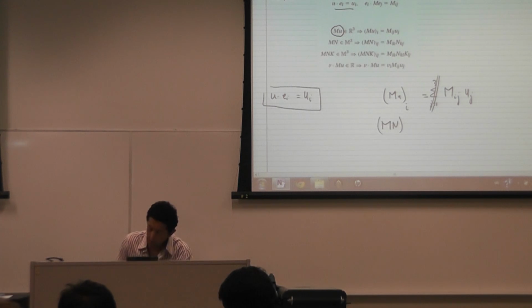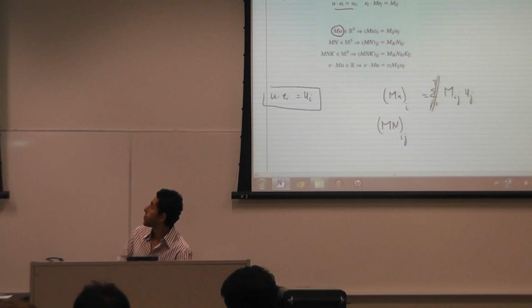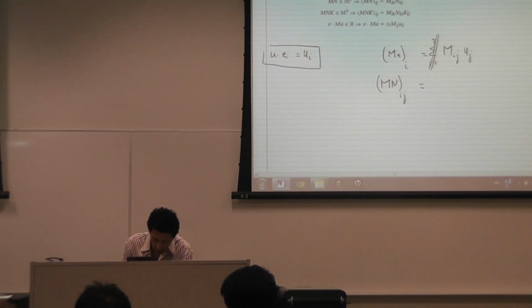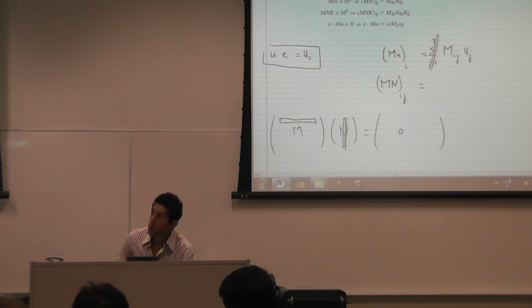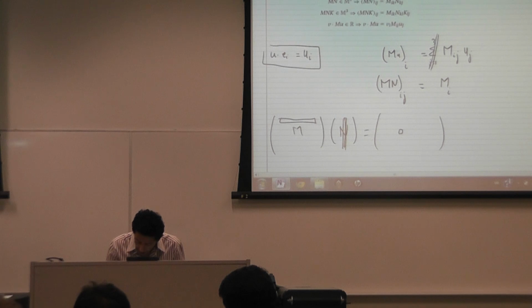MN is a matrix. Since it's a matrix, it has two components, two indices, i, j. This is matrix M, this is matrix N. The component here is equal to the row multiplied by the column, the row vector multiplied by the column vector. And that's why you get Mik Nkj.